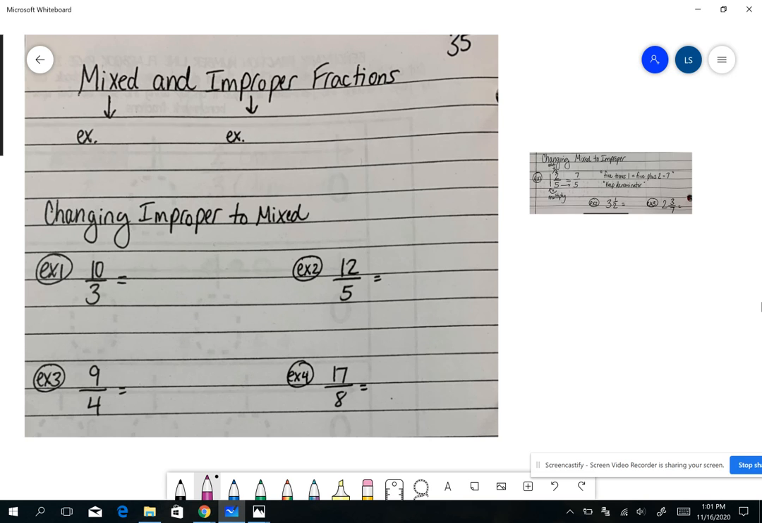This can be found on page 35 of your notebook. Today we're going to talk about mixed and improper fractions.